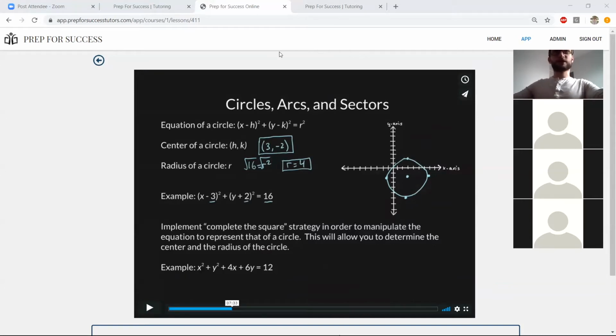So circles, arcs, and sectors. You guys want to write this down. Please write this down. Everybody, on your piece of paper, on a napkin, on a note card, I don't care. Write this down. This is the equation of a circle. That will come up on the test. You need to know that. (x minus h) squared plus (y minus k) squared equals r squared. That equation does not come up on your formula sheet. Most equations do. That is the one that does not.